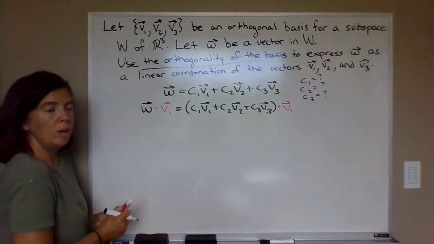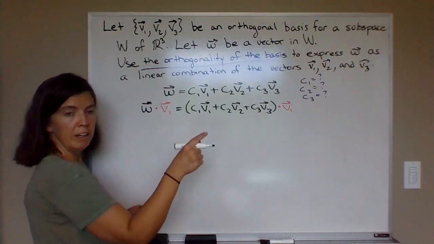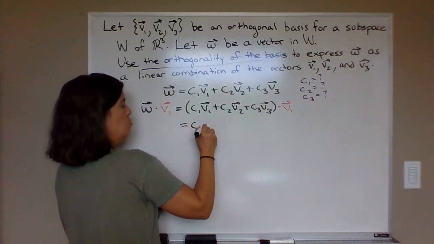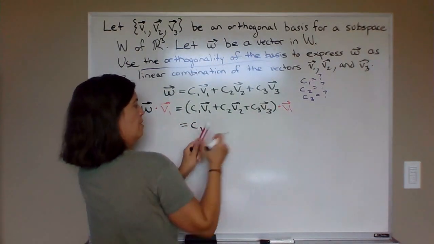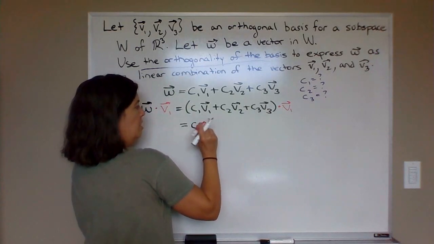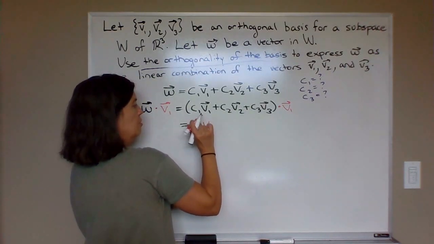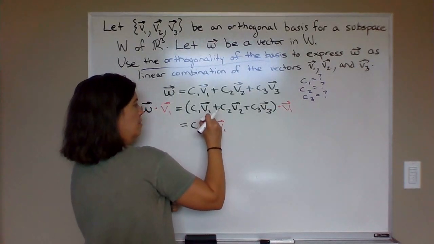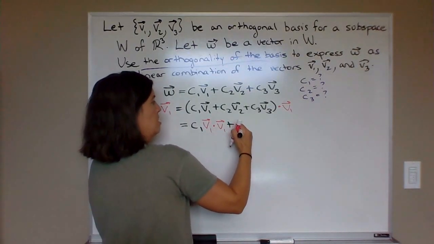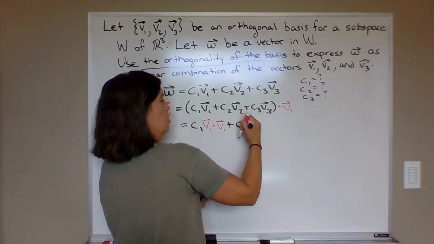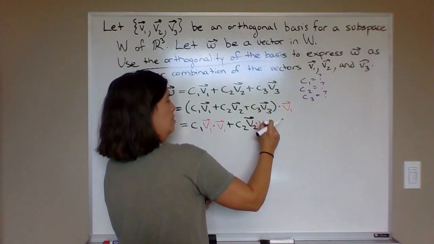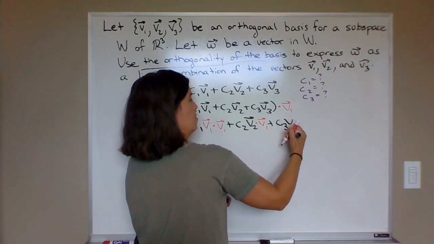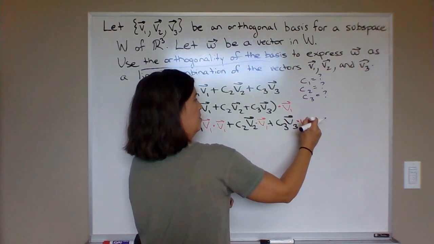All right. One of the properties of inner product says that we can distribute. And also we can pull out these scalar multiples. So this is C1 V1 dot V1, plus C2 V2 dot V1, plus C3 V3 dot V1.